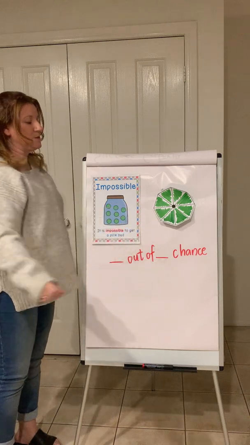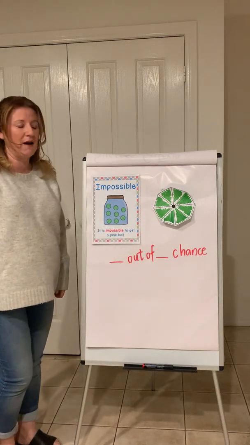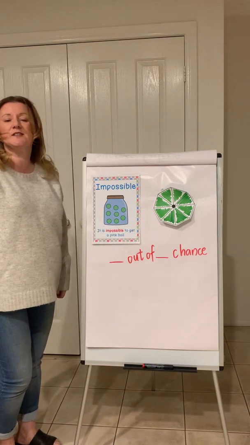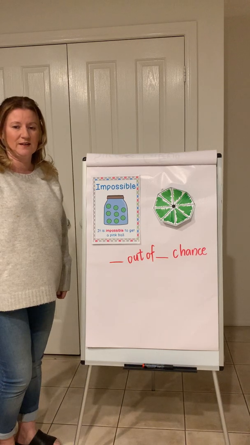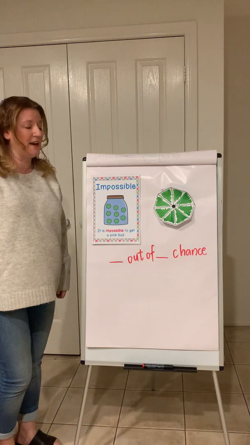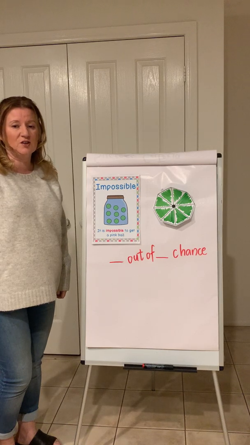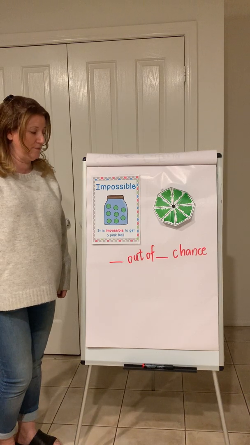Over here we have a spinner. It's been broken up into 8 parts. Every single part is green. Therefore, it's impossible to land on pink. You can only land on green.